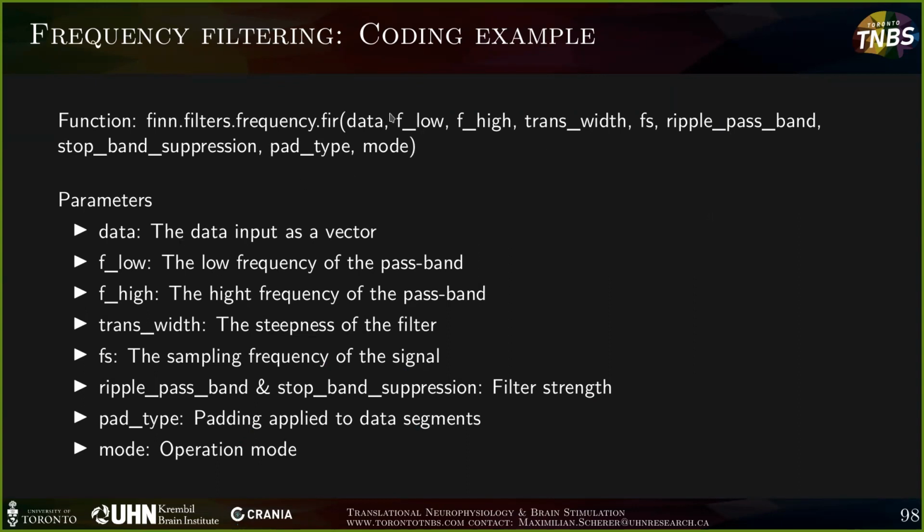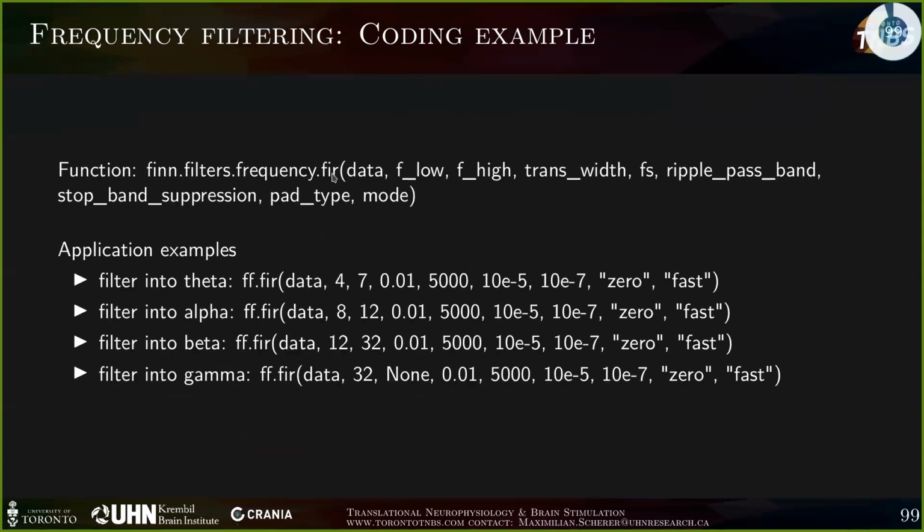So what you're going to have to supply this one is basically data, then the frequency range you're going to apply, and then we have this other super important factor here, which is going to be the transition width. And the transition width determines how steep your filter is going to be. You want it to be as steep as possible, but on the other hand, making the thing steeper requires more data. And then the other factors are more like, how strong do you want your suppression to be? What's the sampling frequency? That can usually stay with the default.